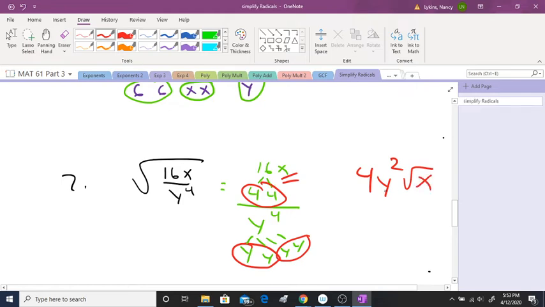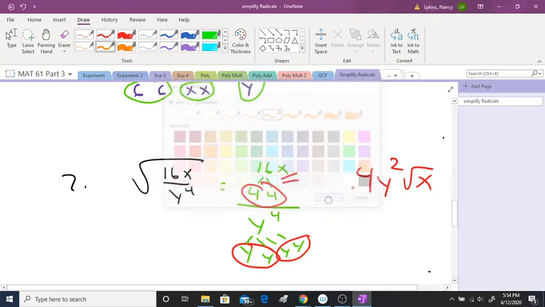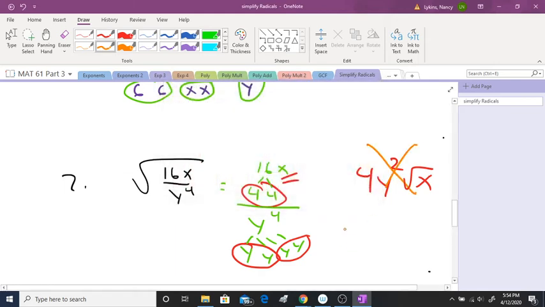Now, I don't know how many times I've seen people that will write it just like this, because that's easy to be confused with, especially when we're dealing with fractions. This is close to being right. So this is wrong. Okay? Take a look at this. My 4 comes out because that's in the numerator. My x stays underneath. But then when I pull out my y squared, that's how it should look. This is the correct answer.